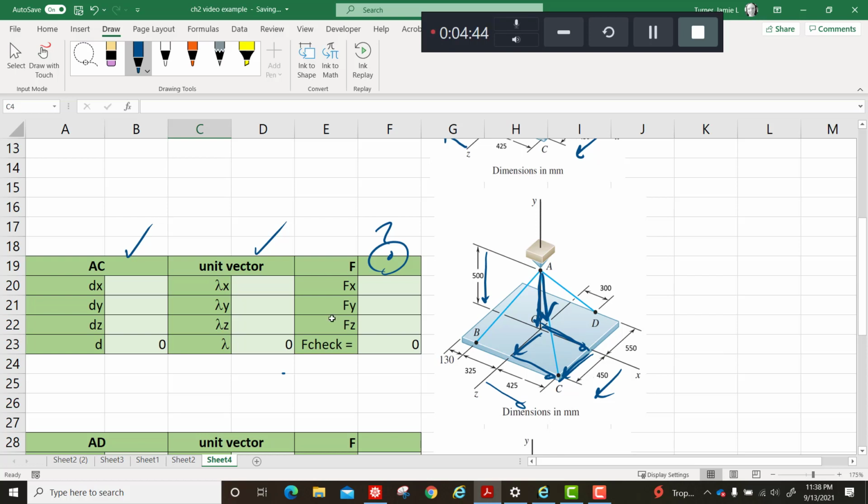So we can go ahead and fill those lengths in. So that is 425 in the X, coming down in the Y, and forward 450 in the Z. Be real careful we get this down, plus, plus in there.